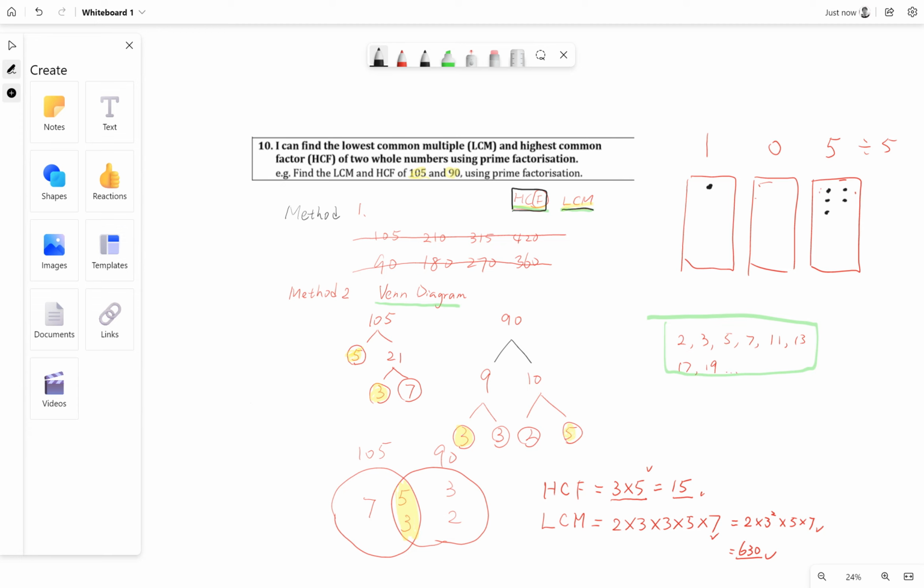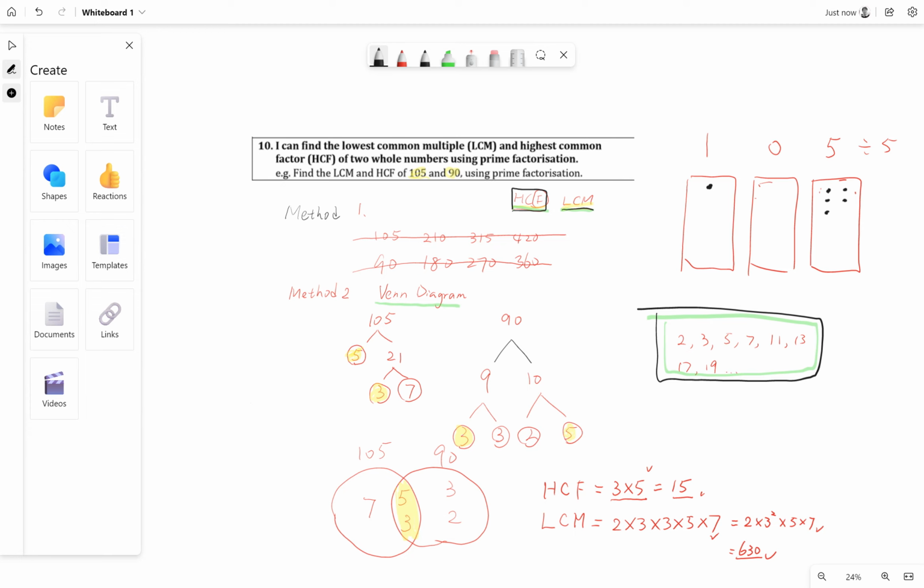To use a Venn diagram, you first need to find factor trees. In a factor tree, you need to find prime numbers. Hopefully, you have the list of prime numbers here. So first, we have 105. We want to separate it into two numbers. From the divisibility test, 5 can go into it, and we will find 21.